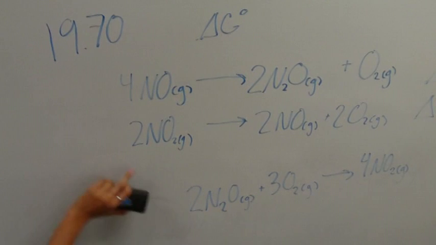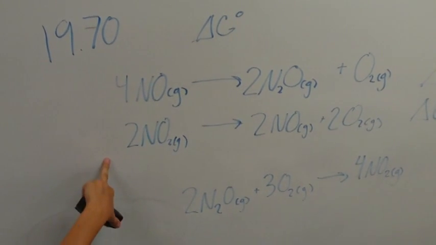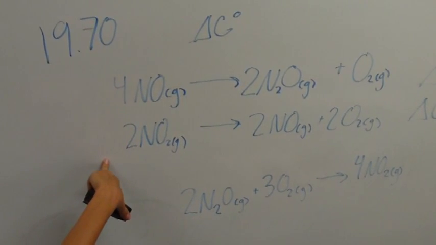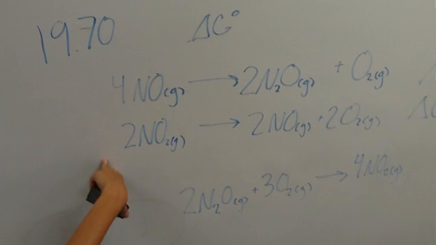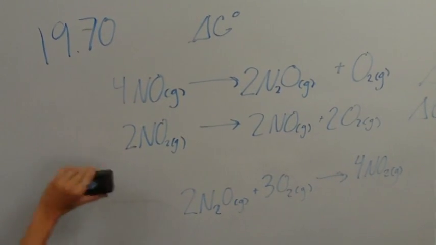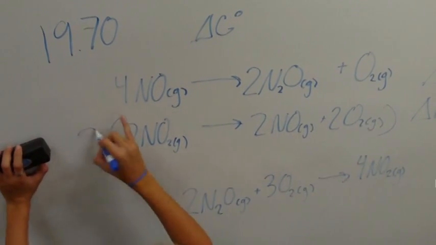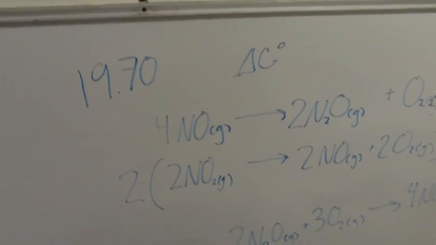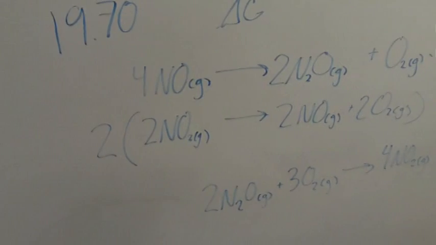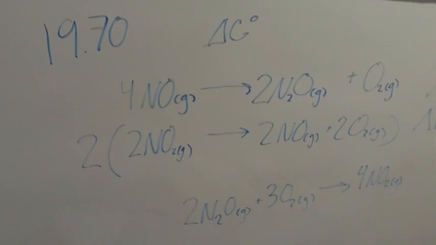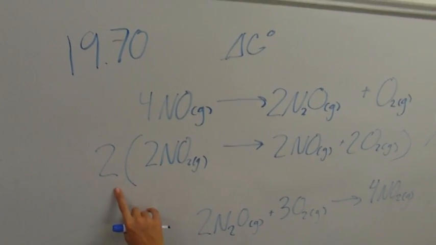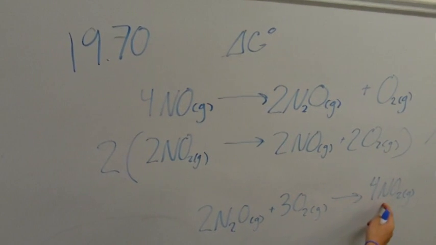So we flipped it over, and then we're also going to double it. So multiply everything by 2. And so that's going to give us 4NO2 on this side, which is what we have over here.